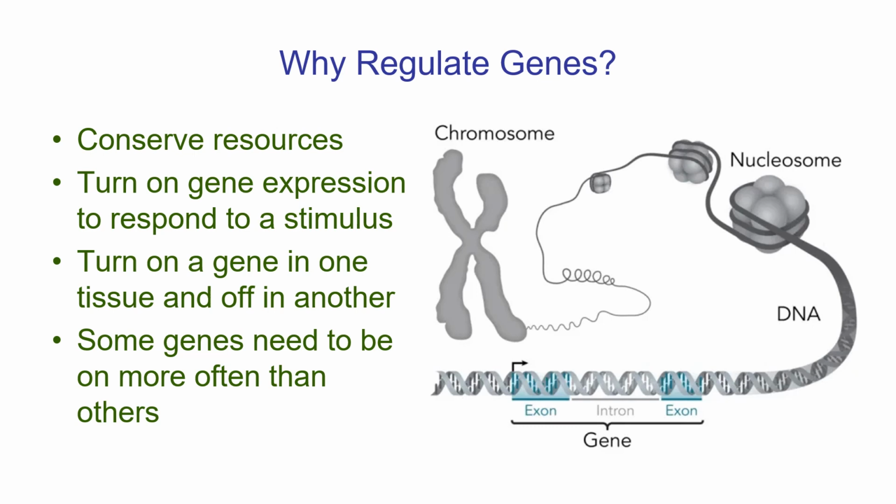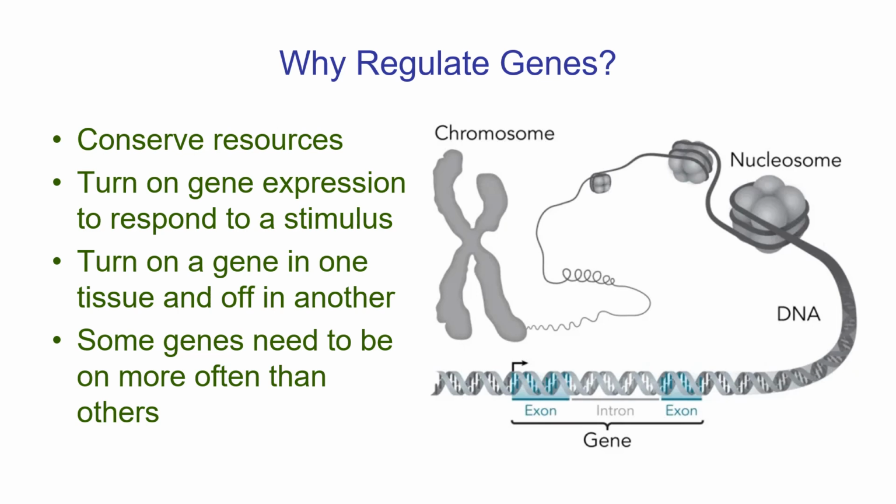Why do cells need to regulate genes? Well, first of all, they need to conserve resources. In a cell, there might be a gene that's not needed at that point in time. Perhaps we're talking about a cell that can take in lactose, which is a sugar, and use that as a food source. But maybe there's no lactose in the environment. If that's the case, there's no point in that cell making the enzyme lactase, that's the enzyme that breaks down lactose, there's no point in making that protein if it's got nothing to do. It would be a waste. So that gene might be turned off.